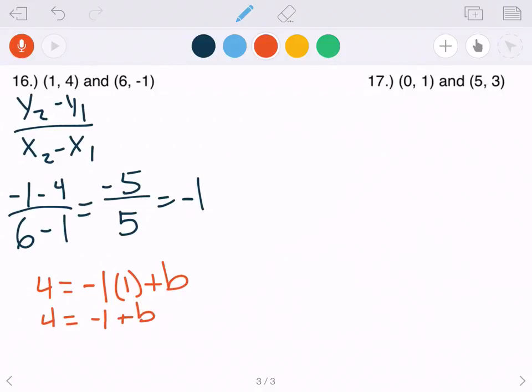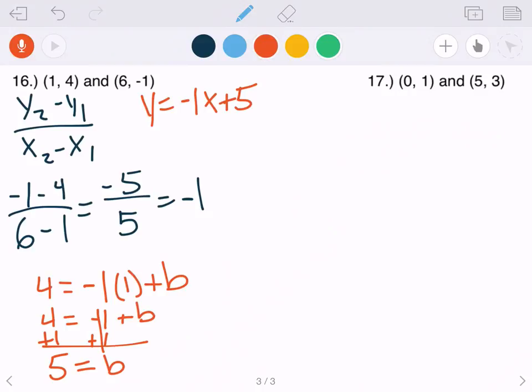Negative 1 times 1 is negative 1, so then I'm going to add 1 to both sides. So I get 5 equals b. Now that I have my slope and my y-intercept, I can go ahead and write my equation. y equals negative 1x plus 5.